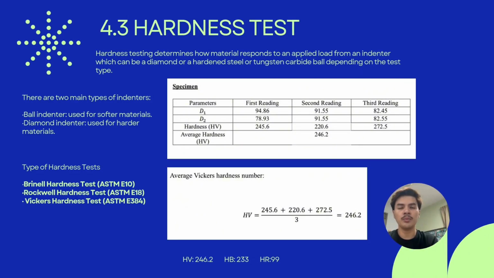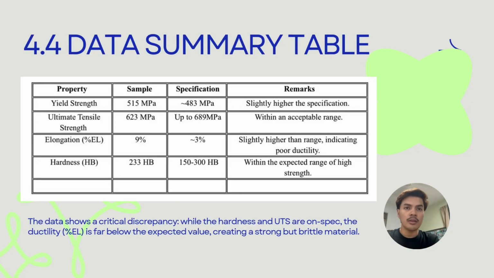And for our experiment, we have used the Vickers hardness test. From our experiment, we got the average Vickers hardness, which is 46.2, and we have converted it to Brinell hardness, which is 233, and the Rockwell hardness, which is 99. Based on our experiment, we got the data summary table.